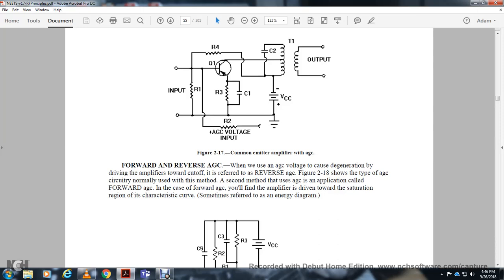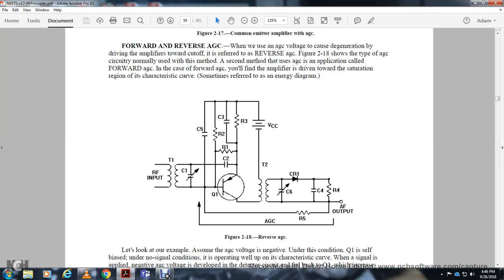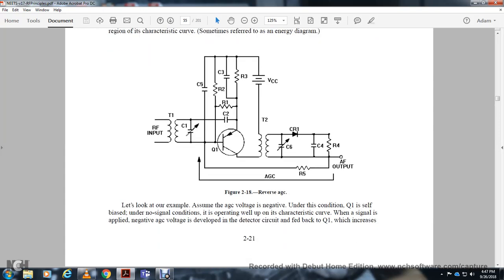In the forward automatic gain control, you'll find the amplifier is driven over the saturation region with the characteristic curve, sometimes referred to as the energy diagram. It shows the transformer, capacitor 1, adjustable capacitor, capacitors 5 and 2, resistor 2, capacitor 3, and resistor 3, capacitor 1, and capacitor 2, transistor, transformer 2, capacitor, adjustable capacitor 6, diode 4, capacitor 4, resistor 5, audio frequency output, automatic gain control.